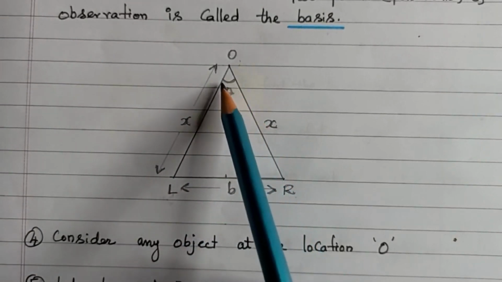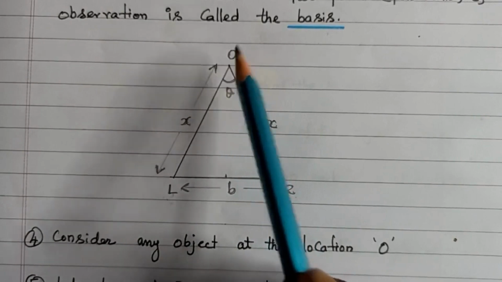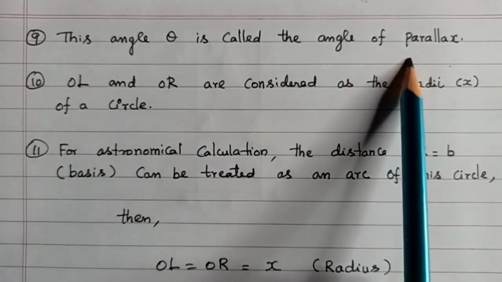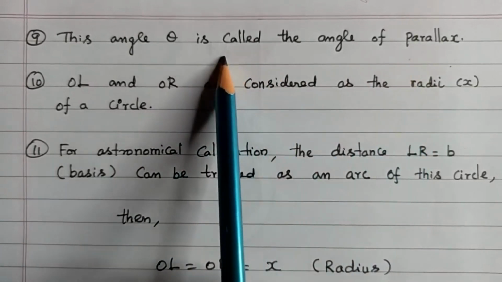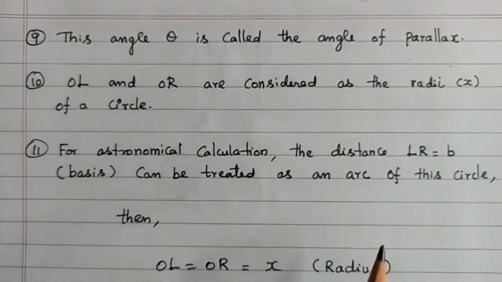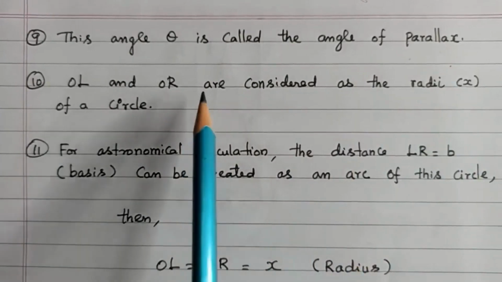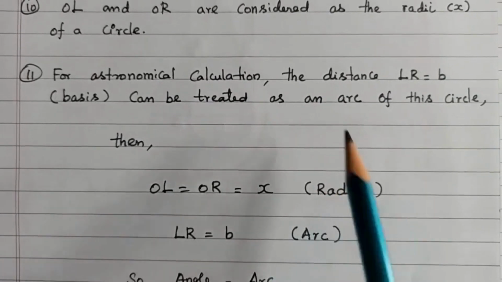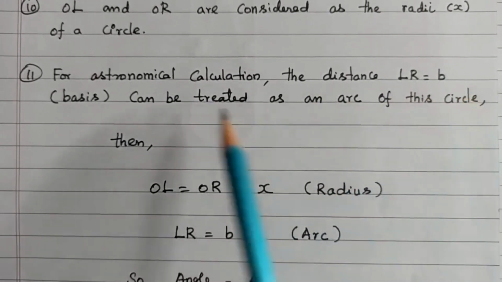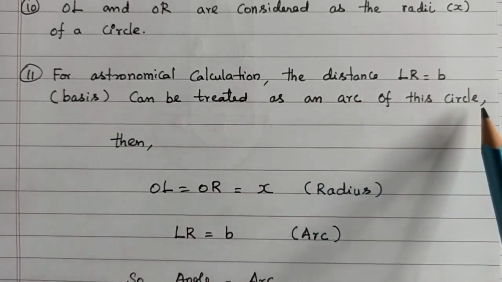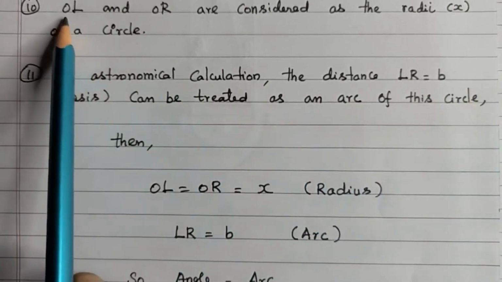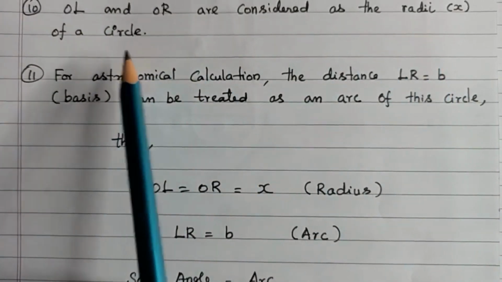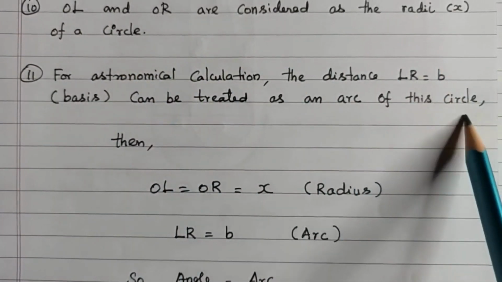These two lines make an angle theta at O. The angle theta is called the angle of parallax. OL and OR are considered as the radii of the circle. For astronomical calculations, the distance LR equal to B can be treated as an arc of the circle. That is, if you consider OL and OR as the radius of a circle, then LR is the arc of the circle.